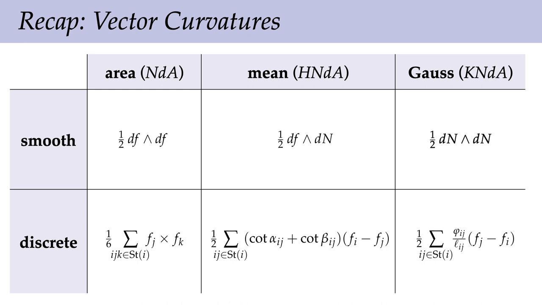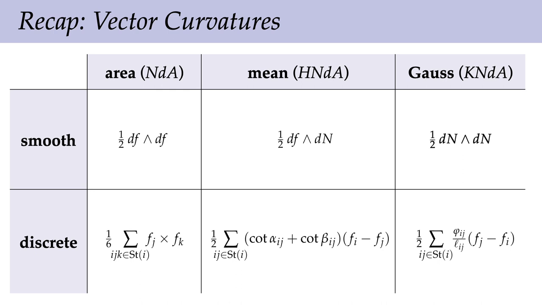When we go over to the discrete side, when we think about a simplicial surface, and we integrate these two-forms over the neighborhood of a vertex, over the dual cell associated with a vertex, we get some nice discrete expressions. In particular, the area vector at a vertex is obtained by just walking around the neighbors of that vertex and taking the cross product of consecutive positions. The discrete mean curvature normal is obtained via the cotan formula. So we add up the edge vectors sticking out of the vertex weighted by the sum of the cotangents of the angles opposite each edge. And the discrete Gauss curvature normal looks very similar, except that we replace the cotangent weights with the dihedral angles divided by the edge lengths. Okay, so those were our vector quantities.